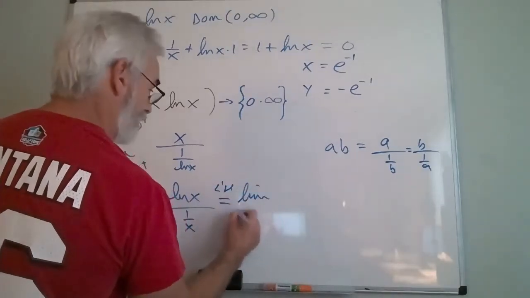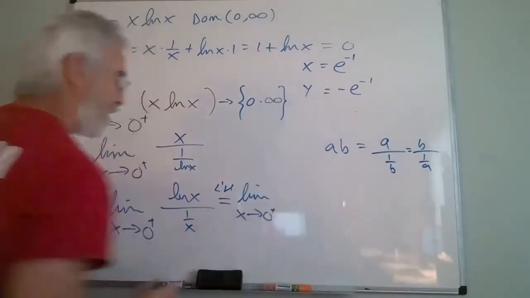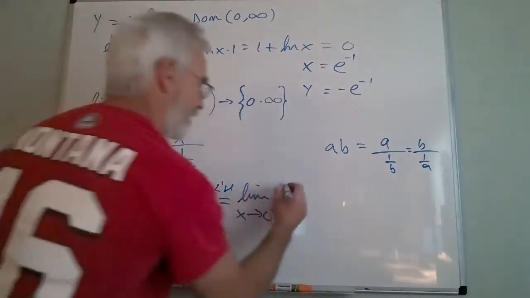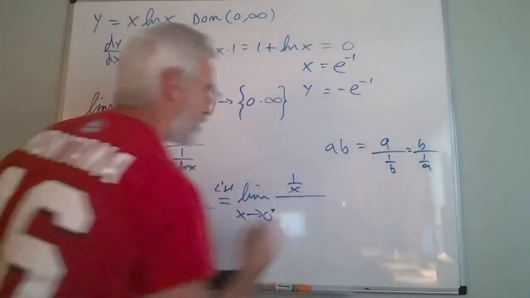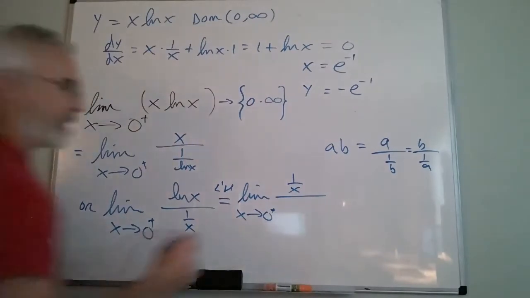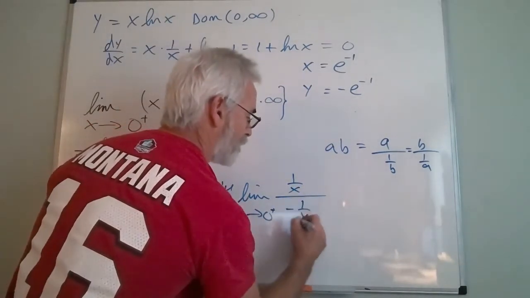Don't forget to write the limit because you haven't evaluated it yet. What is the derivative of the log function? Well, that's just 1 over x. What's the derivative of 1 over x? Well, that would be negative 1 over x squared.